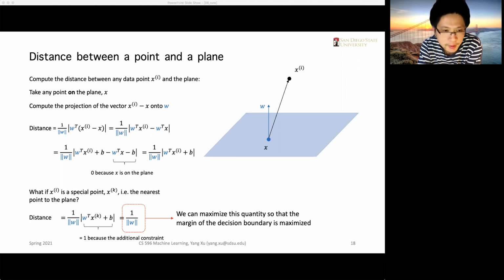So it's not a normal vector here. The W is the parameters of the plane, and the W is a vector. That's true, but it's not a normalized vector.